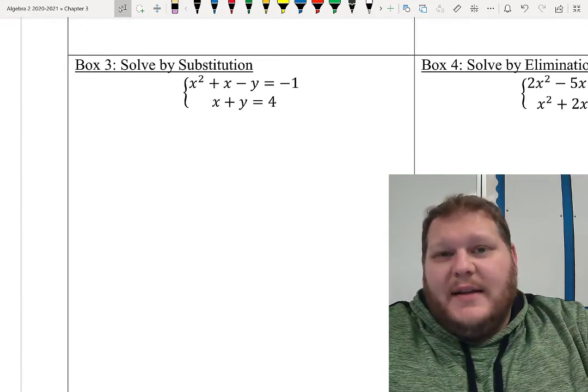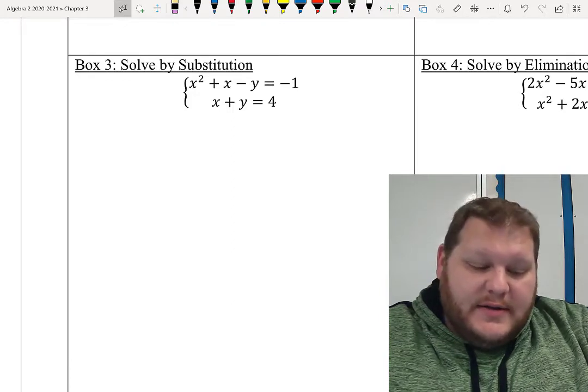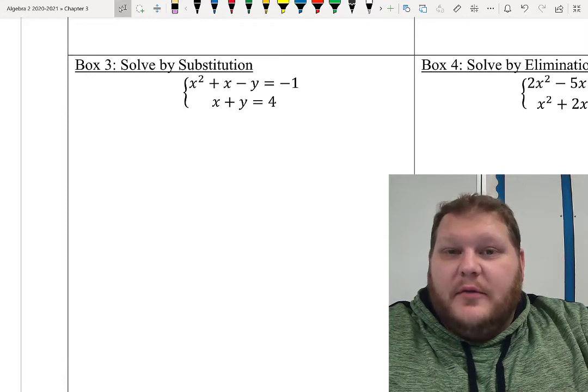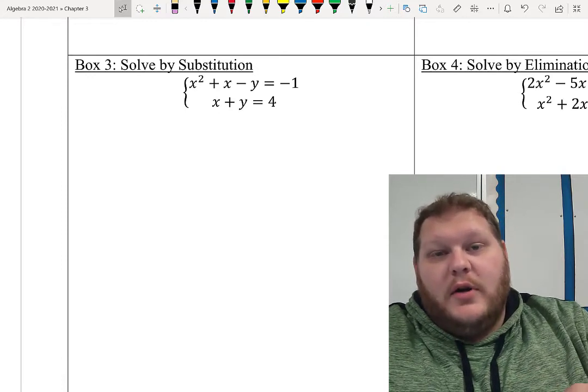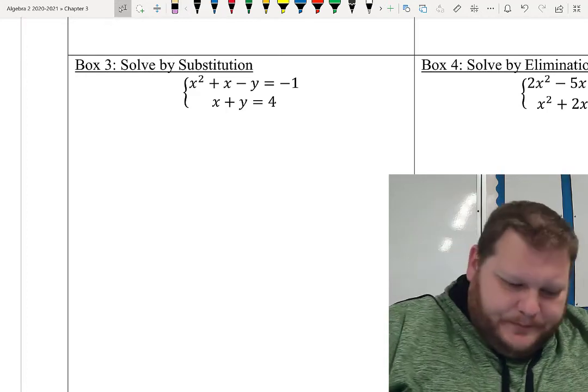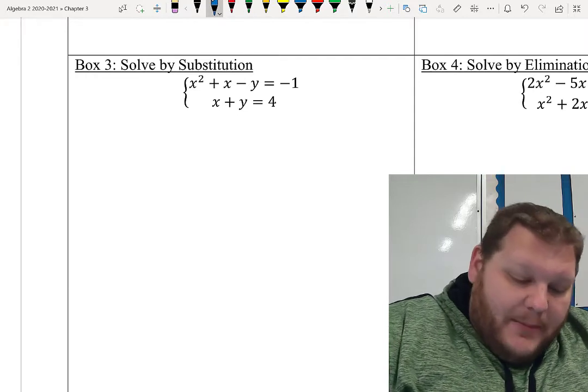Because you're going to have a nonlinear system where you have an x squared term, an x term, and a y term, it is much, much easier for us to solve for y in one of our equations and plug that into the other one. And that's always going to be the case. So what I'm going to do here, I'm going to actually solve for y in this bottom equation.